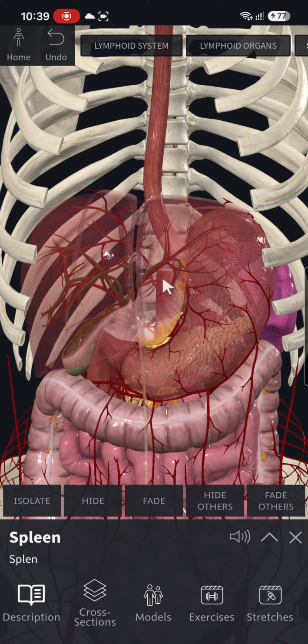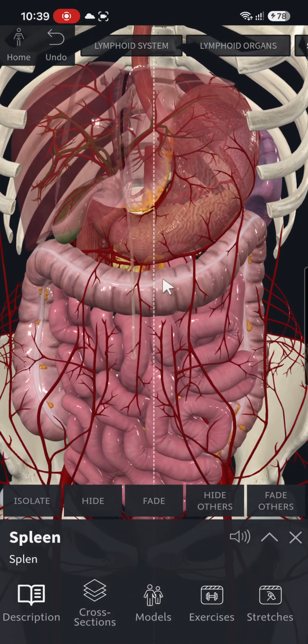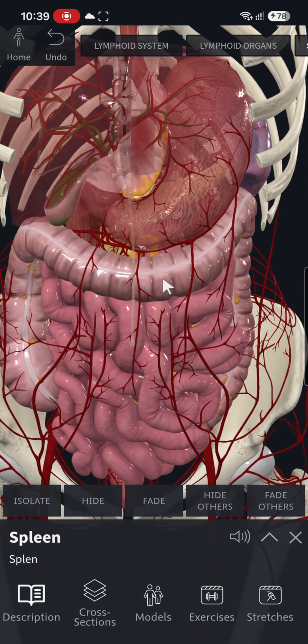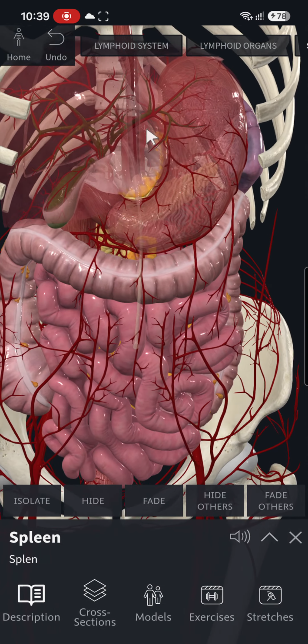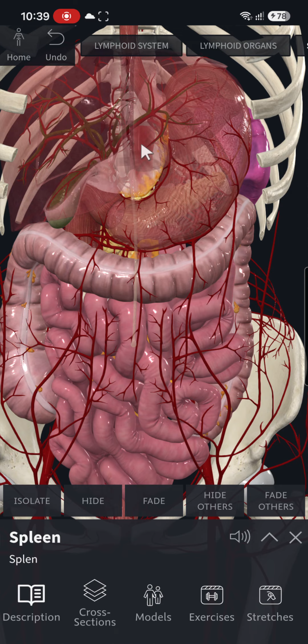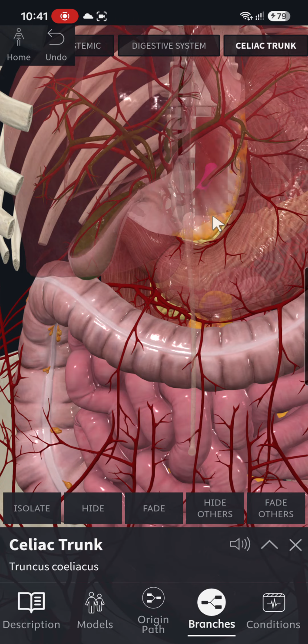Okay, so the abdominal aorta begins at the level of T12. It has three main branches, and then these three main branches will supply different parts of the digestive and pelvic system. So the first branch, as we can see here, is the celiac branch. Okay, so here I highlighted the celiac trunk.